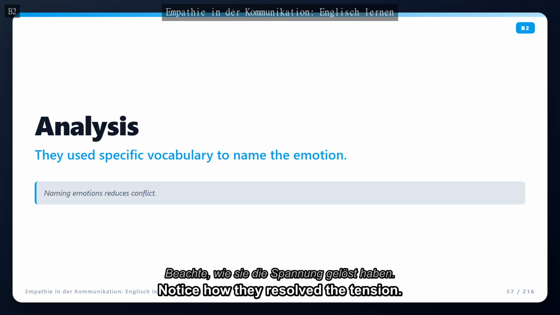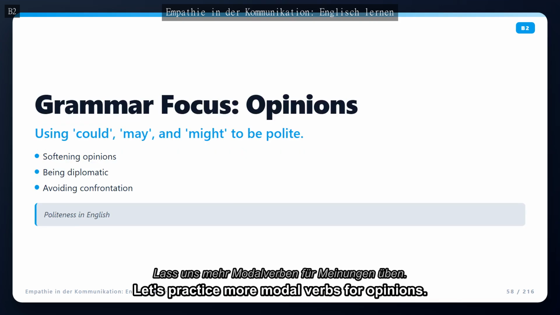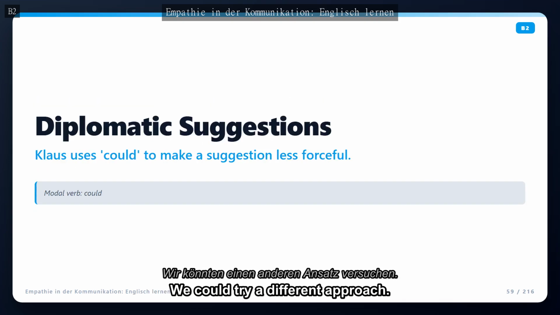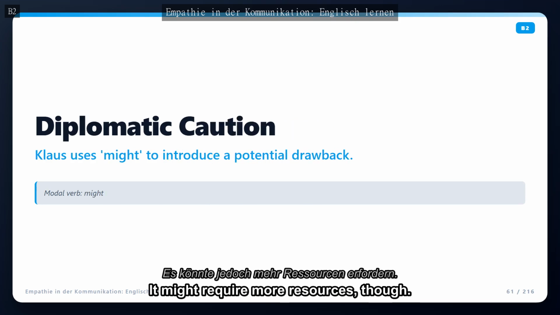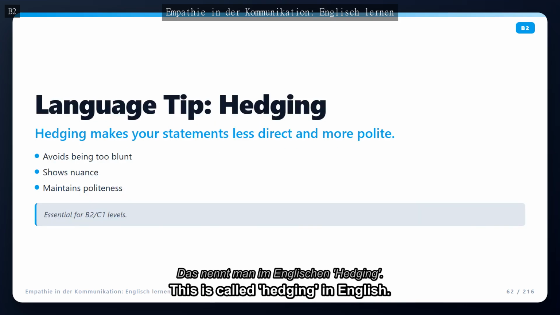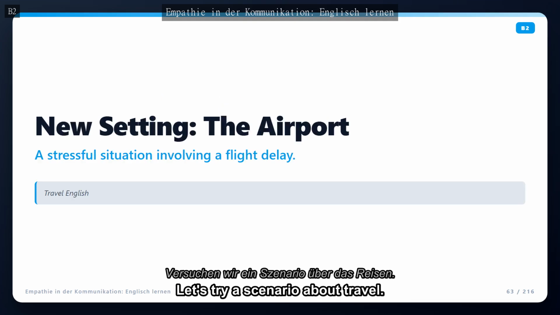Notice how they resolved the tension. Let's practice more modal verbs for opinions. We could try a different approach. That may work better for everyone. It might require more resources, though. This is called hedging in English. Let's try a scenario about travel.